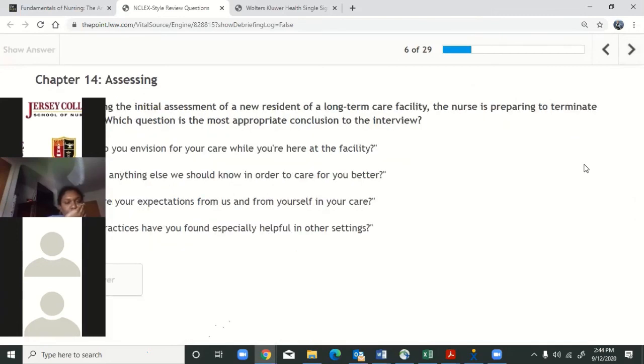After conducting the initial assessment of a new resident of a long-term care facility, the nurse is preparing to terminate the interview. Which question is the most appropriate conclusion to the interview? B.